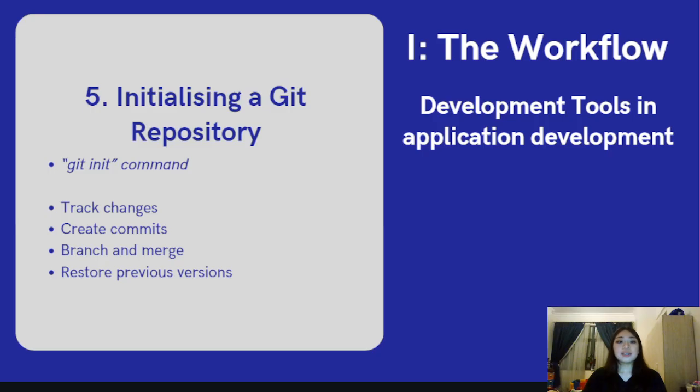From this point on, Git monitors the files inside the project directory and allows the developer to track changes, create commits, branch and merge, and lastly, restore previous versions. This process converts a regular folder into a fully managed environment where every modification can be recorded. It is the foundational step that enables structured, organized, and traceable development.